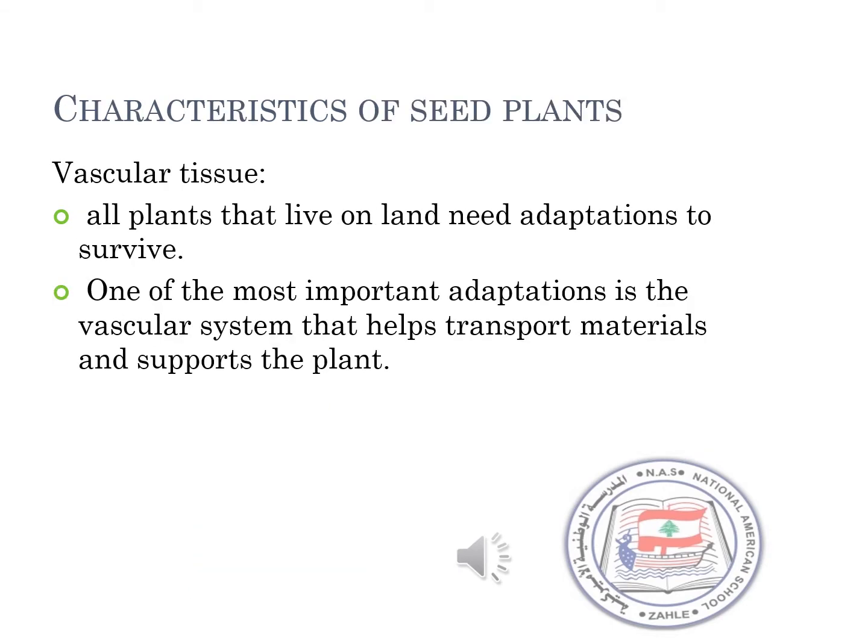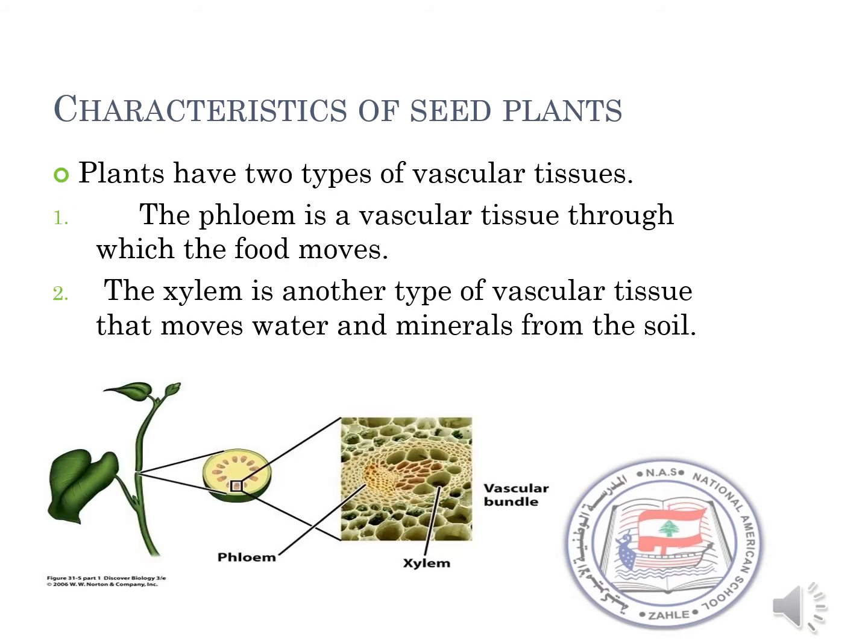Characteristics of seed plants. Vascular tissue. All plants that live on land need adaptations to survive. One of the most important adaptations is the vascular system. It helps transport materials and supports the plant. Plants have two types of vascular tissues. The phloem is the vascular tissue through which food moves, and the xylem is another type of vascular tissue that moves water and minerals from the soil throughout the plant.